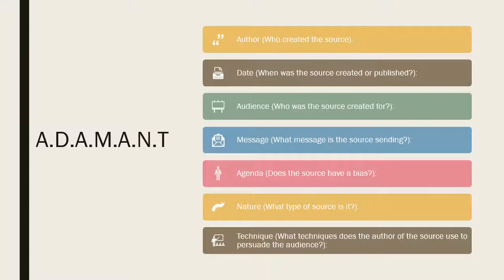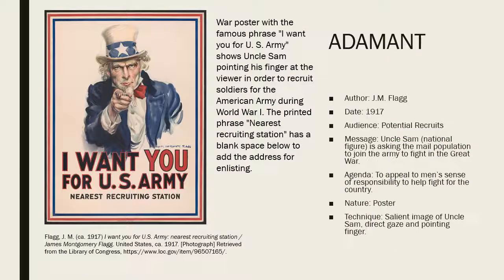Moving on, the other framework that we will be using is Adamant. So Adamant is basically author, who created the source, date, when was the source created or published, audience, who was the source created for, what message is it giving, agenda, does the source have a bias, nature, what type of source, the sources that we've been analyzing are all posters, and technique, what technique does it use? So could it be the color, what's the color palette being used? Is it red? Is it firing people up? Is it blue? Is it calm? Things like that.